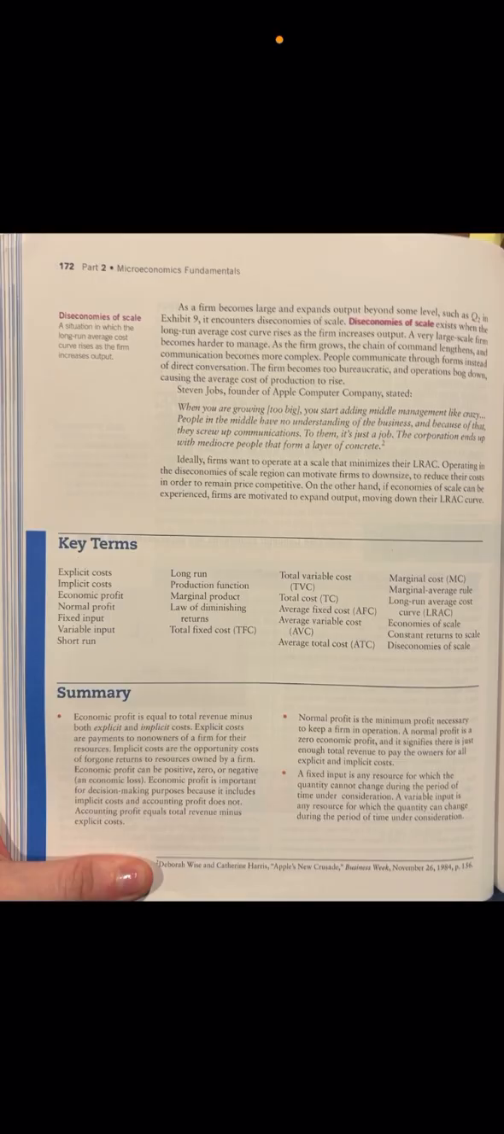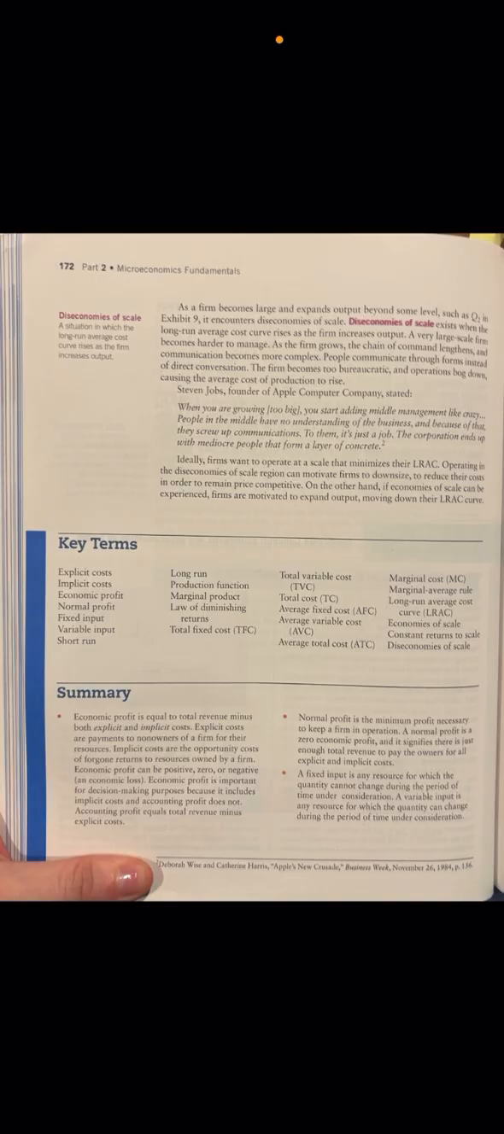As firms grow, the chain of command lengthens and communication becomes more complex. People communicate through forms instead of direct conversations. The firm becomes too bureaucratic and operations bog down, causing the average cost to rise.